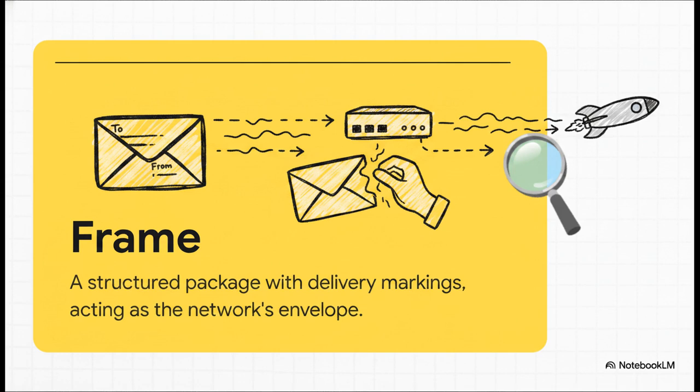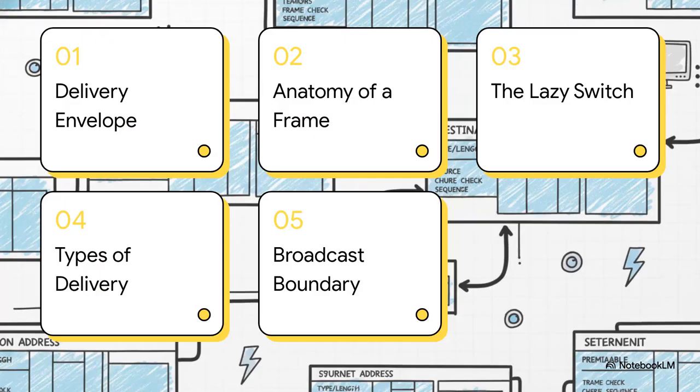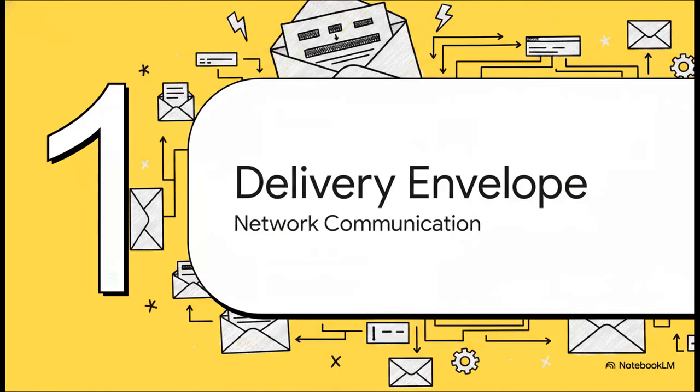If your message needs to cross a router to get out to the internet, that router actually rips this envelope off entirely, reads the IP packet inside, and builds a brand new frame for the next leg of the journey. Okay, here's our roadmap for today. We've got 1, the network delivery envelope, 2, anatomy of a frame, 3, the lazy switch, 4, 3 types of delivery, and 5, the broadcast boundary. Let's dive in. Part 1.